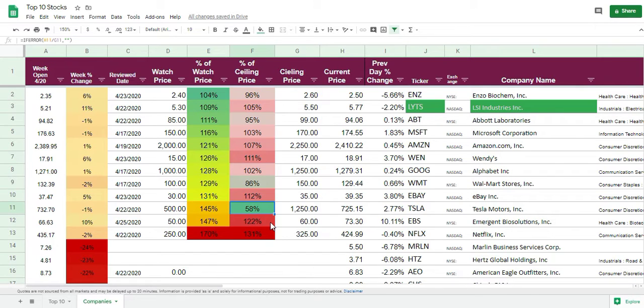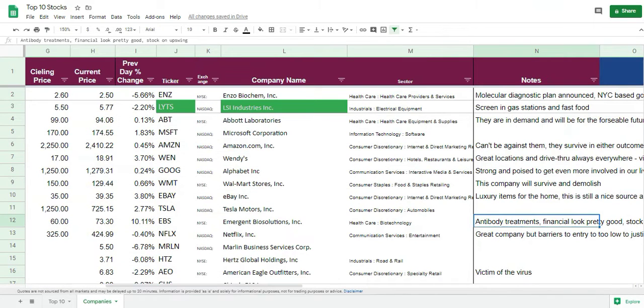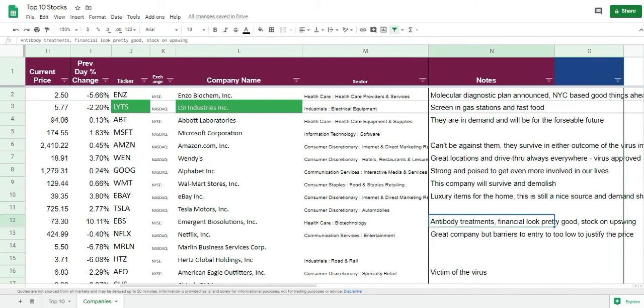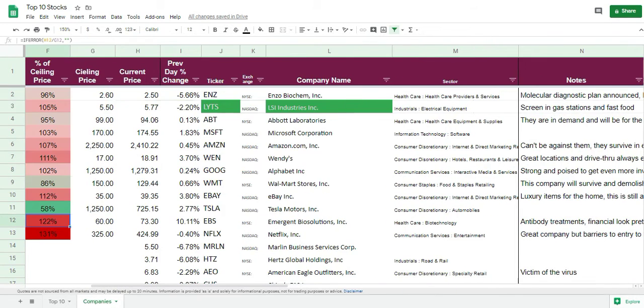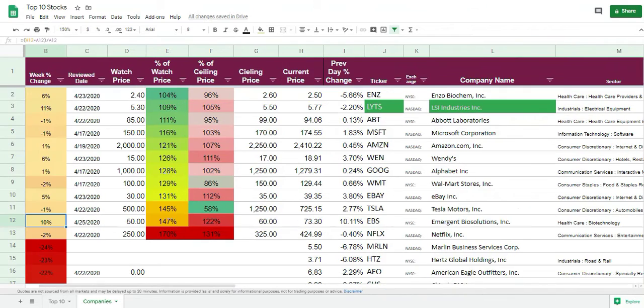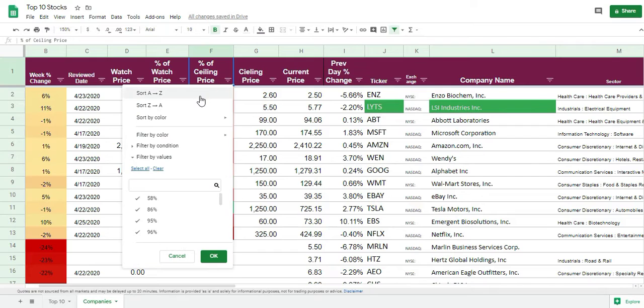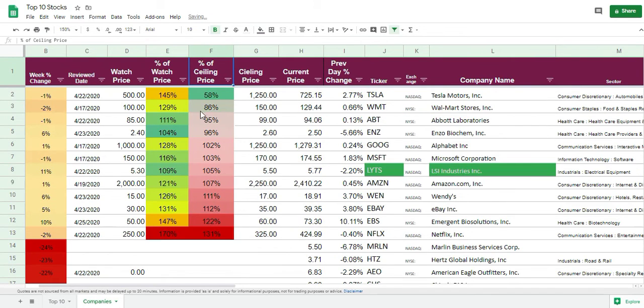EBS, Emergent BioSolutions. What did I do with them? I named a price on them. Why? I made notes because antibody treatments, financials look pretty good. The stock's on the up, except they're a little expensive, but I liked what's going on with them. So that's why I looked them up. Netflix is overpriced for us, and they're down 2% this week. So let's look at this again by percent of ceiling price ascending, and then put this in order.